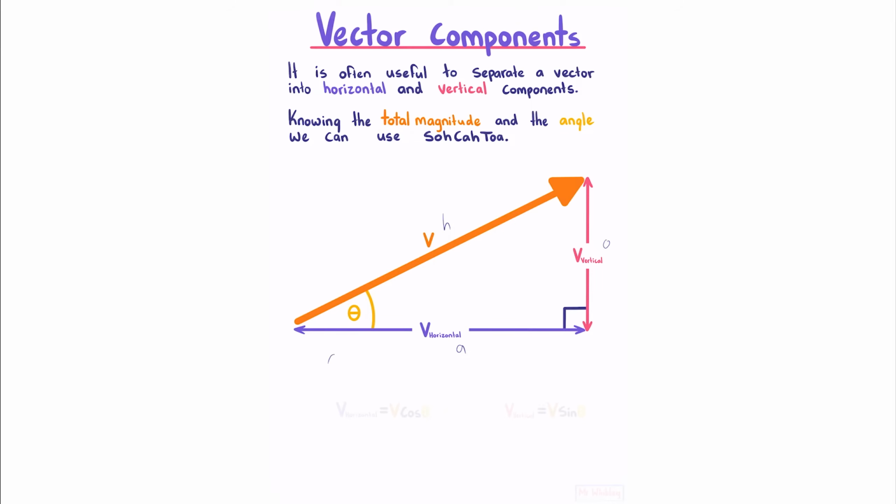for v horizontal, we can use that cosine of the angle is equal to our v horizontal divided by our hypotenuse v. Multiplying both sides by v gives us this equation here. We can do the same for our vertical using the SO relationship, which is that sine of the angle is equal to the opposite, our v vertical, divided by our hypotenuse v. Once again, multiplying both sides by v gives us this equation here.